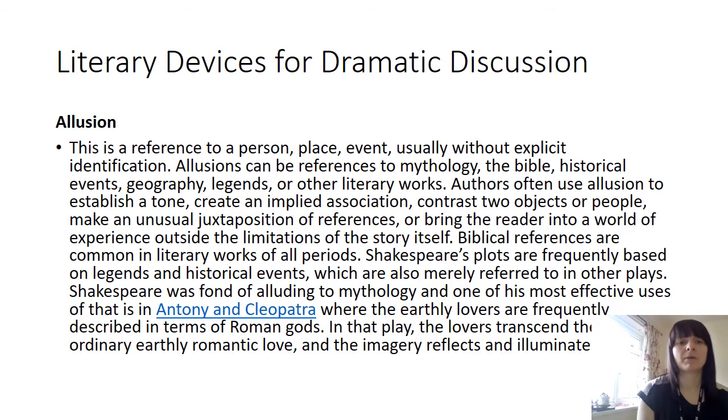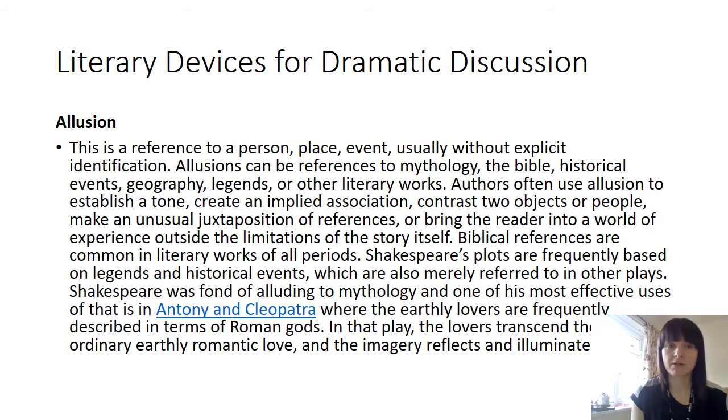I noted earlier that we were going to have a quick look at devices for dramatic discussion, and this is one aspect of AO2 that's often overlooked or not really considered in great depth, okay? So we're going to look at devices for dramatic discussion. The types of devices that we could possibly look at here, okay, are allusion, a reference to a person, place, event, usually without explicit identification. It could be a reference to mythology, the Bible, historical events, geography, other literary works.